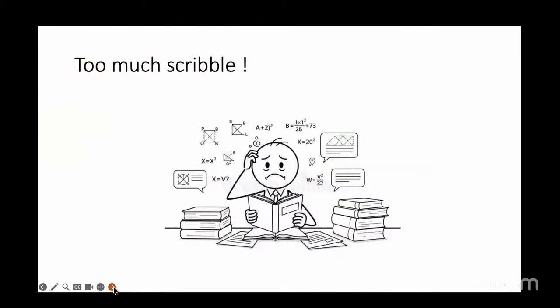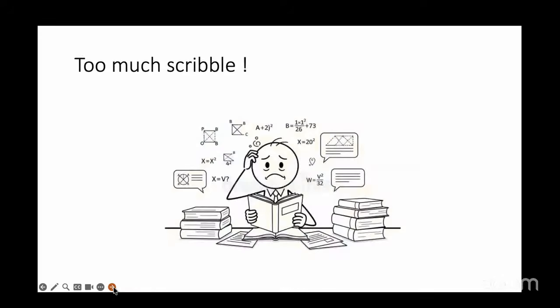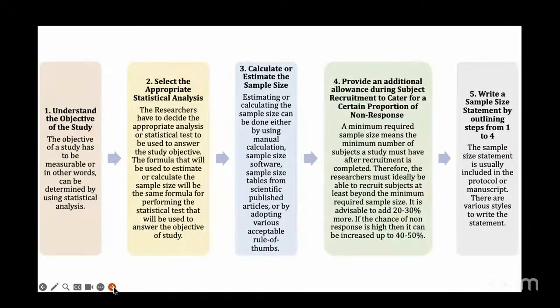So to summarize, understand the objective, select the appropriate statistical analysis, calculate the estimated size. Then based on that, provide additional allowance for say non-responders or people who will get lost to follow-up, and then finally make a statement of your sample size calculation.